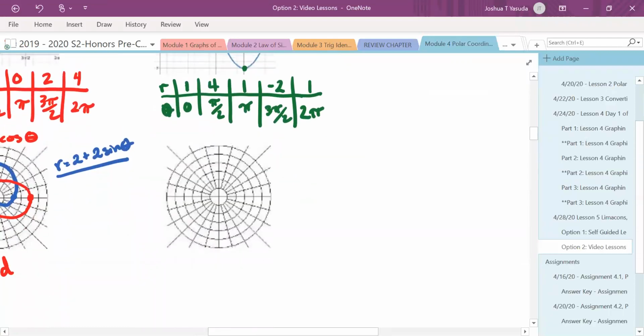All right, so the radius is 1 at 0. Boom. Okay, at pi over 2, it's 4. 1, 2, 3, 4. At pi, it's 1, so boom. Now this is the one where we've got to think, okay, 3 pi over 2, right? 3 pi over 2 is the angle down on the y-axis, if we were thinking of it that way. But then negative 2, so we're going to reflect it across the pole. So now you get another point up here. Interesting. And then 2 pi is back at 1.